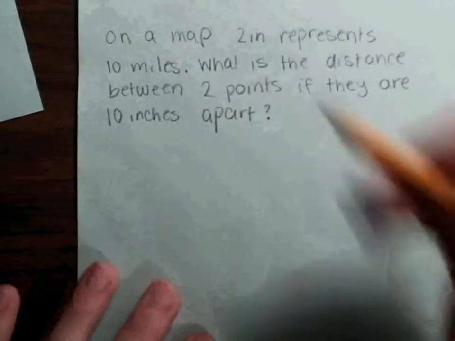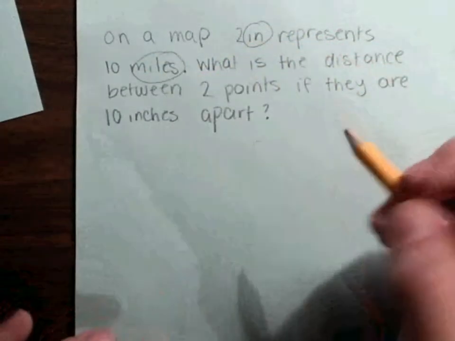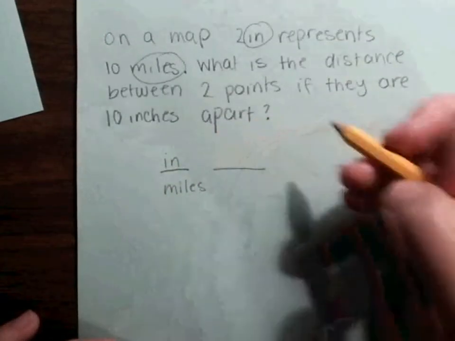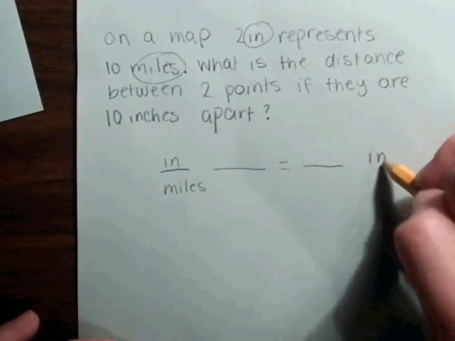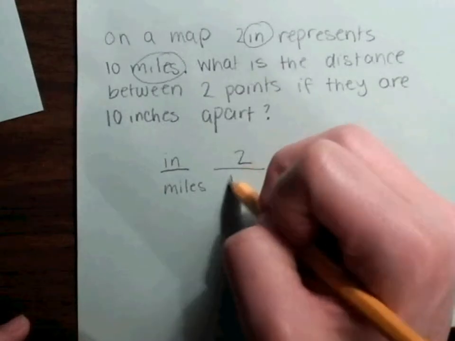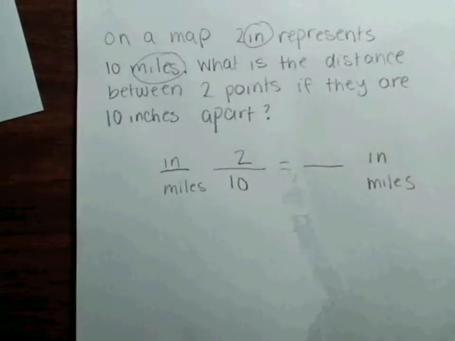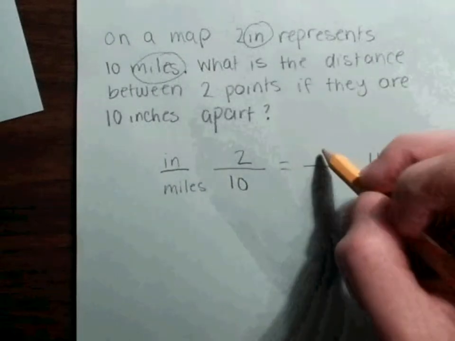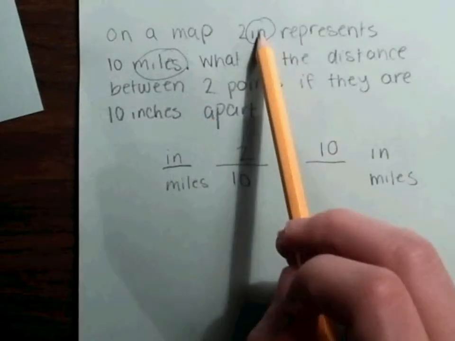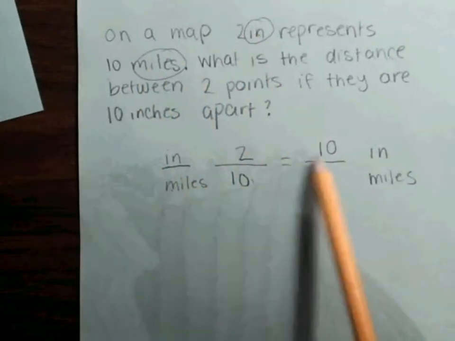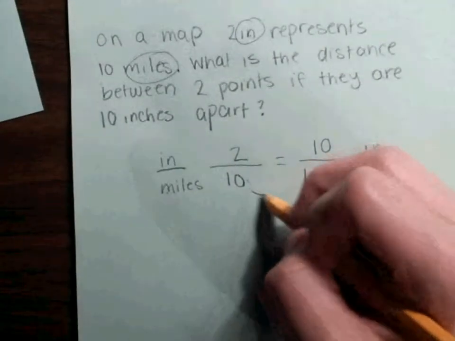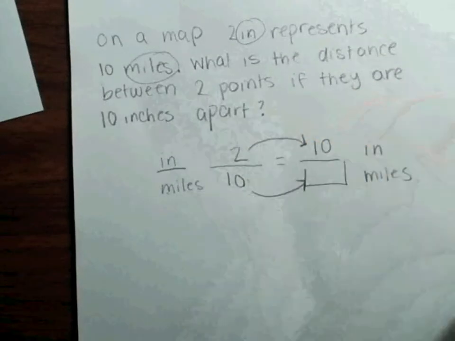Now, what are the two things we're talking about here? We're talking about inches and miles. So when I set up my proportion, I'm going to set it up as inches over miles, and then write inches over miles on this side, because they have to correspond with each other. So we have 2 inches equals 10 miles. I put 10 under the inches. I want you to look closely at where you're putting these numbers. 2 represents my inches, 10 represents my miles, and on this other side, I'm looking for how many miles 10 inches represents. So I draw an arrow towards the box, because that's my unknown.